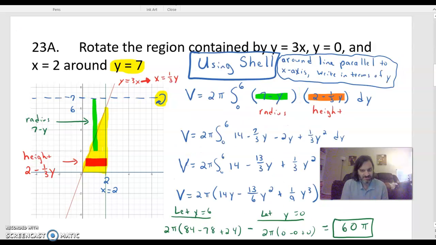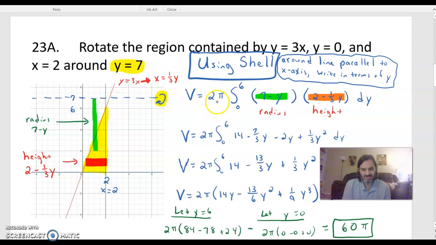So we're going to do the same thing using the shell method. So I have the same figure, the same region, and we're still going to go around y equals 7. But when we use the shell method and we go around something parallel to the x-axis, we're going to write it in terms of y. So everything needs to be in terms of y.